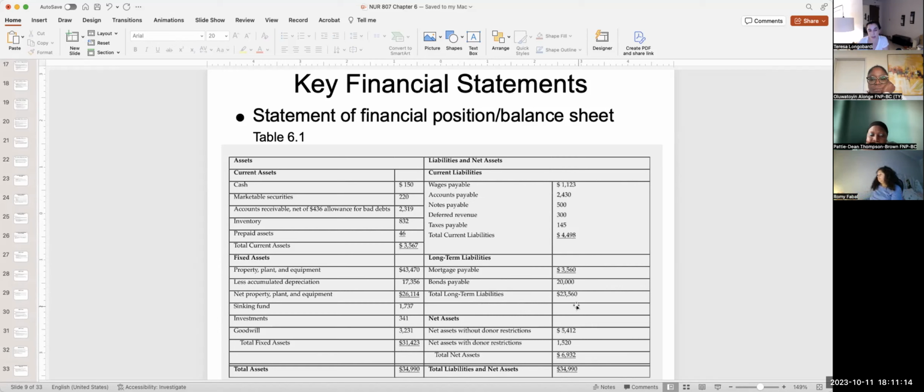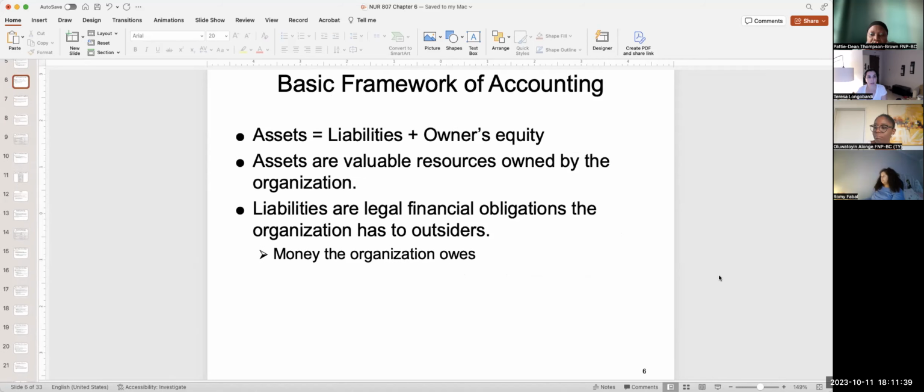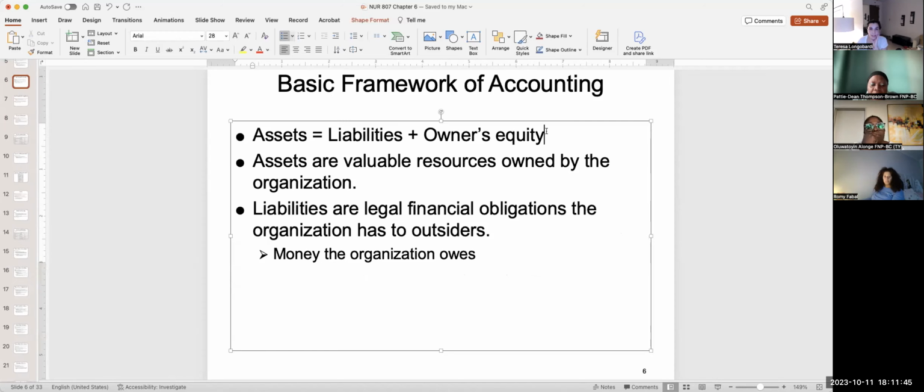And then they also have an example. The only thing that's going to change for the for-profit hospital, the for-profit healthcare provider, is going to be this section. It's just going to have a different name. So assets should equal liabilities and owner's equity, which are called net assets.